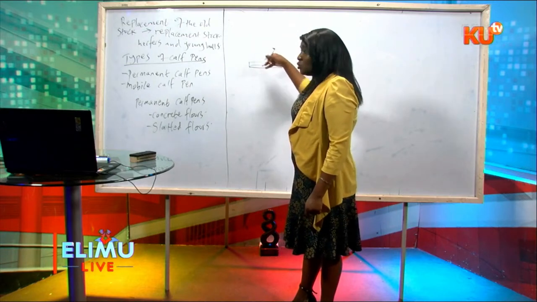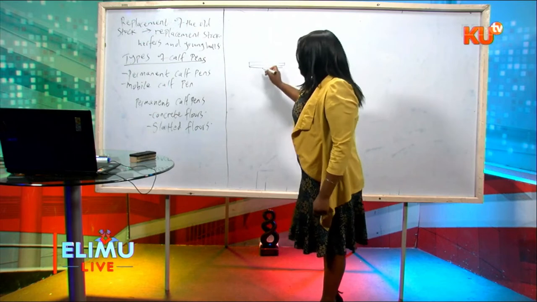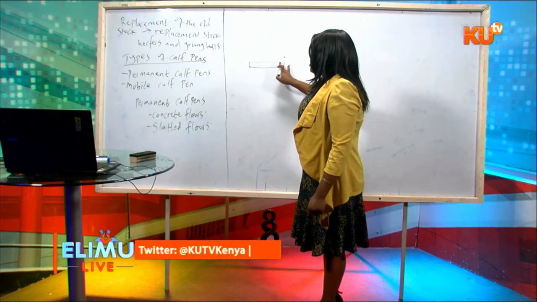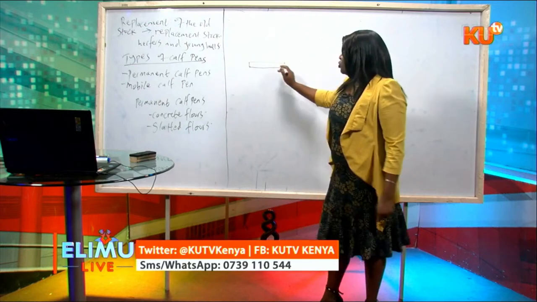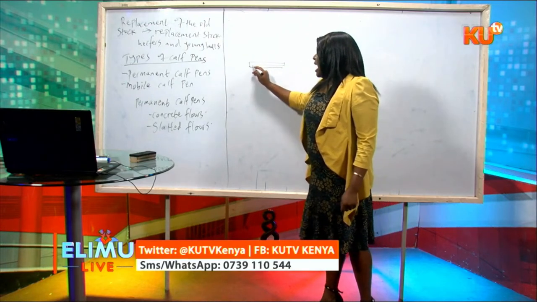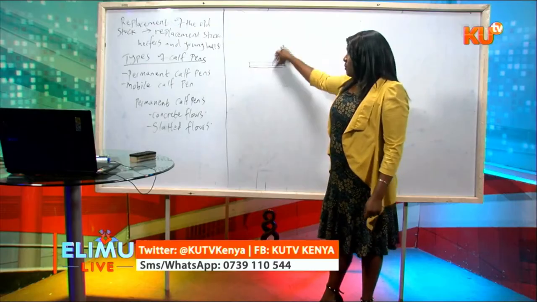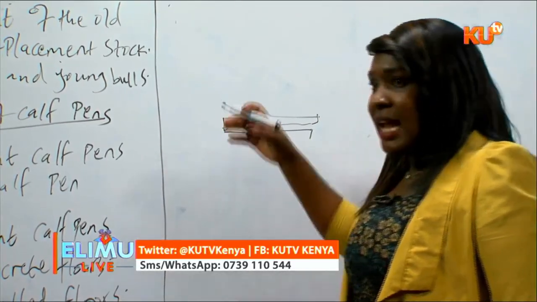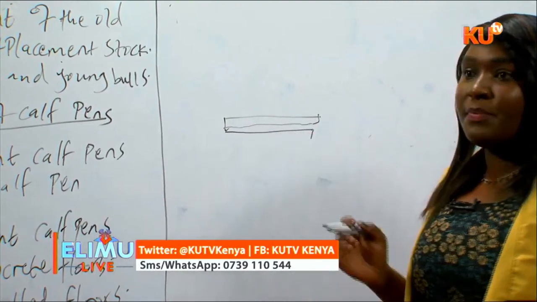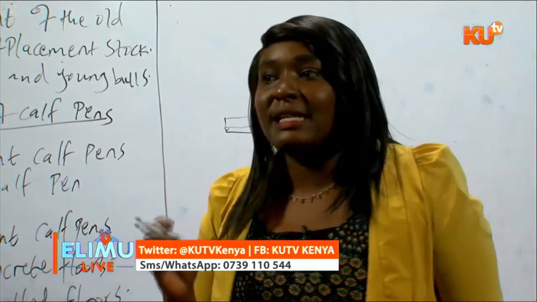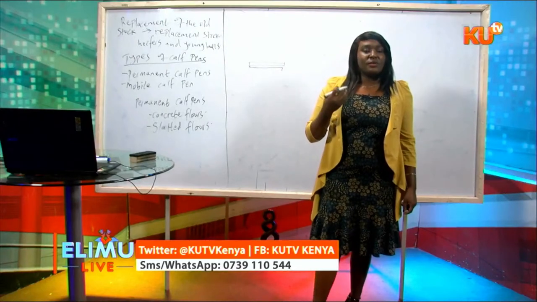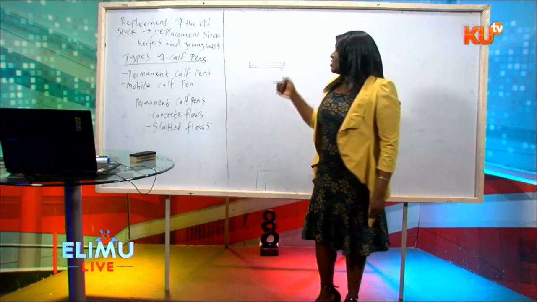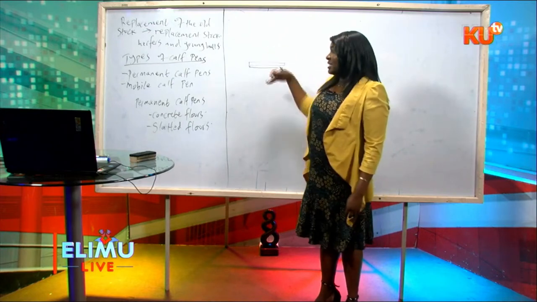There's a gap between two timber pieces. Of course, the gap should not be very large, to prevent the legs of the calves from getting in there and injuring the animal. So there should be a slight gap between the two timber pieces to facilitate drainage. When there's urination and defecation, there is easy drainage through the spaces that have been left.